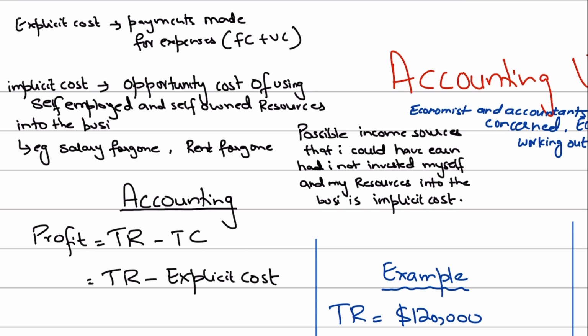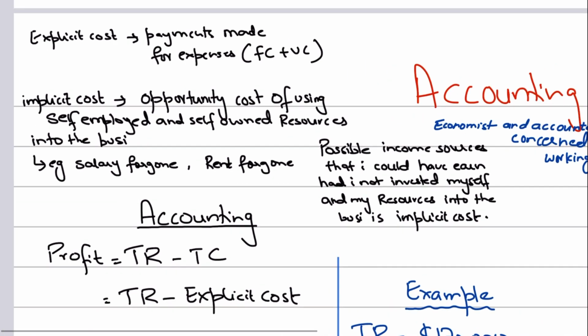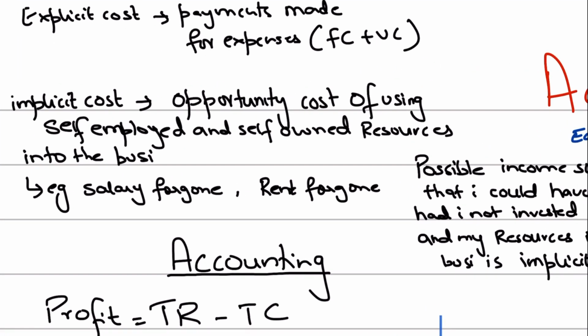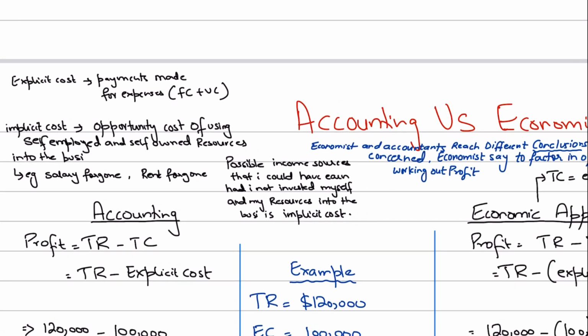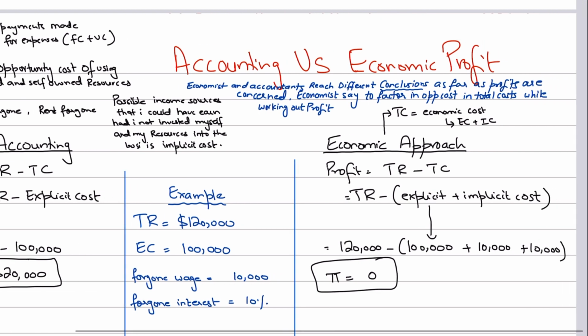This is all money income that you're foregoing, and that is what economists regard as the implicit cost. It's just the opportunity cost of investing your own time and money, your own self-owned resources, and yourself in the business, because you could have done a job as well, right? That's what I've written as using self-employed, as in you being the entrepreneur, starting your own business basically.